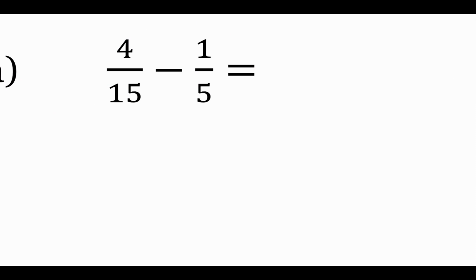When we're subtracting or adding fractions, what's the first thing we gotta be aware of? Common denominators, right? We can't add or subtract fractions if their denominators are different. Okay? So the denominator for the first one is 15, and the denominator for the second one is 5. So we can't add or subtract yet until the denominators are the same. So how do we make the denominators the same?